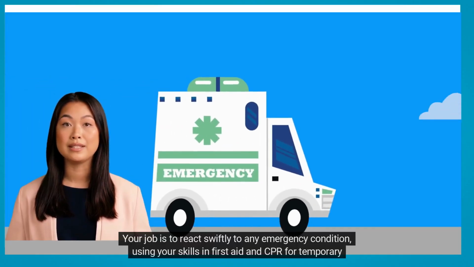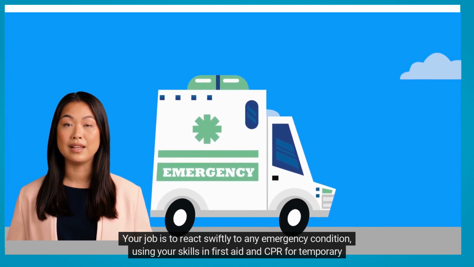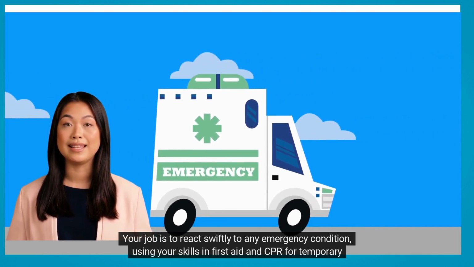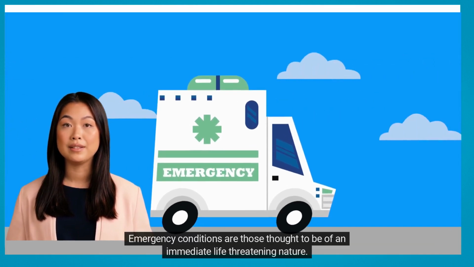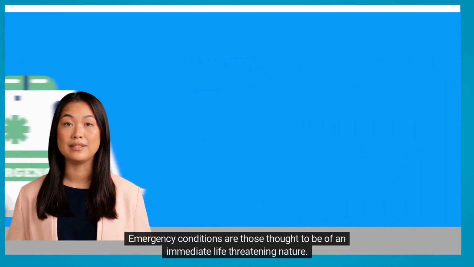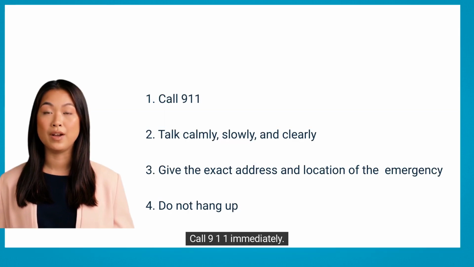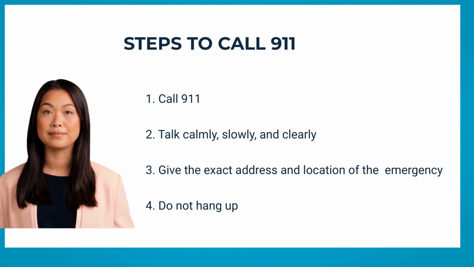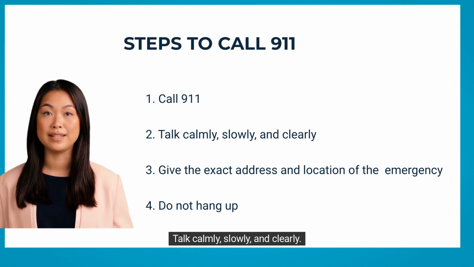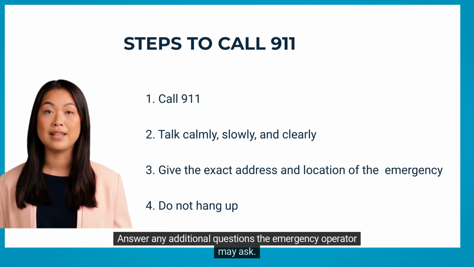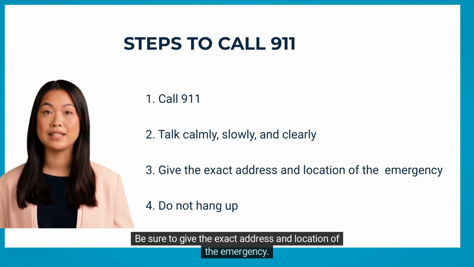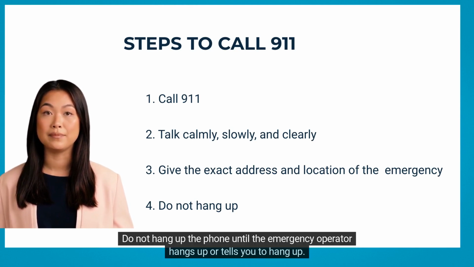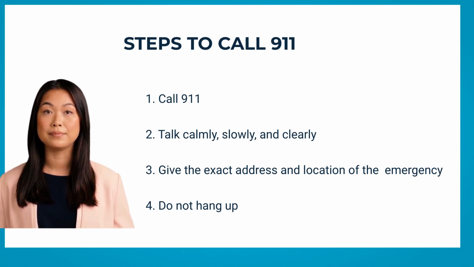Your job is to react swiftly to any emergency condition, using your skills in first aid and CPR for temporary life support. Emergency conditions are those thought to be of an immediate life-threatening nature. Call 911 immediately. Talk calmly, slowly, and clearly. Answer any additional questions the emergency operator may ask. Be sure to give the exact address and location of the emergency. Do not hang up the phone until the emergency operator hangs up or tells you to hang up.